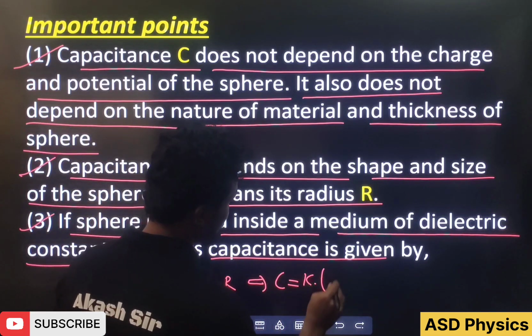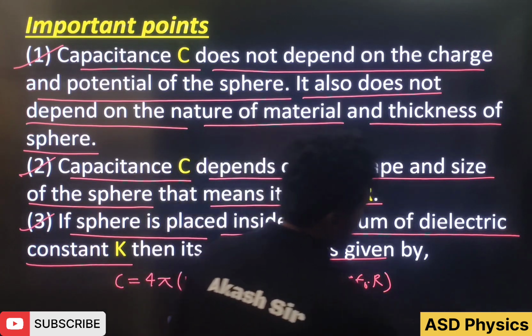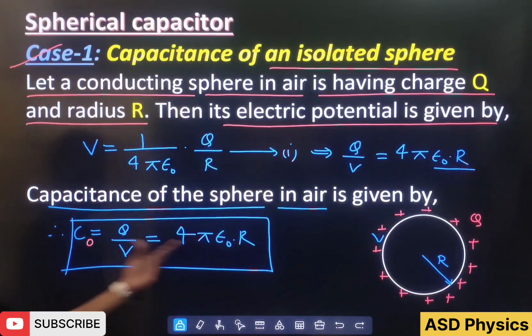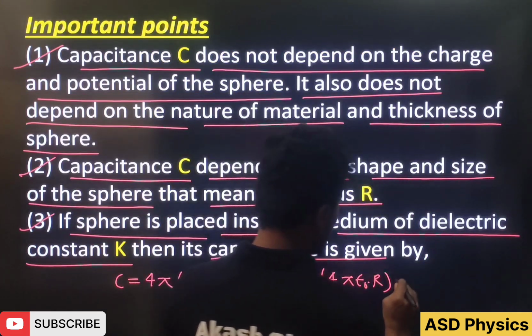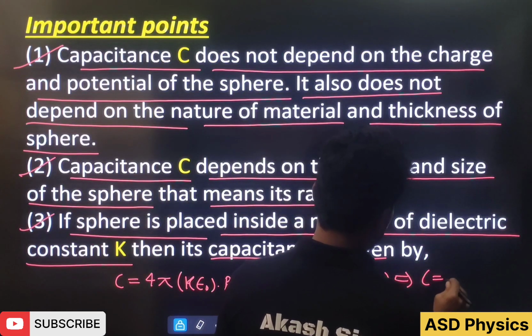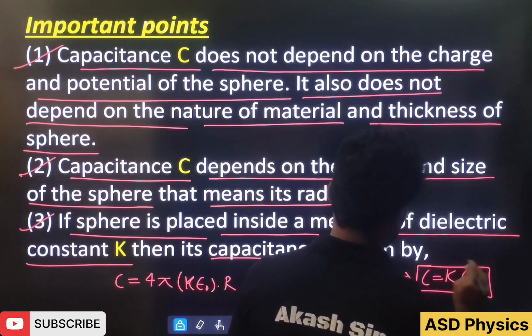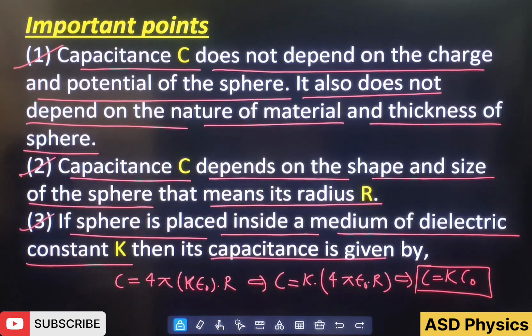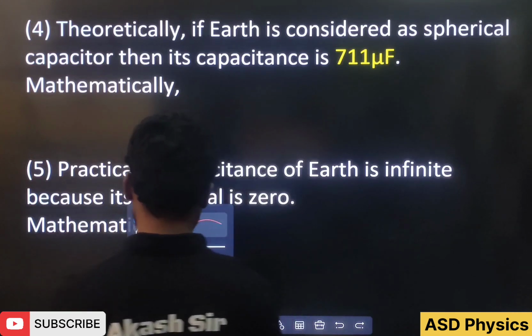So students, from here we can write C equals K outside, 4 pi epsilon naught into R. And what is 4 pi epsilon naught R? That is C naught, the capacitance when the sphere is in air. So we can write C equals K C naught here also, just like a parallel plate capacitor, when the sphere is placed in some medium. Great.